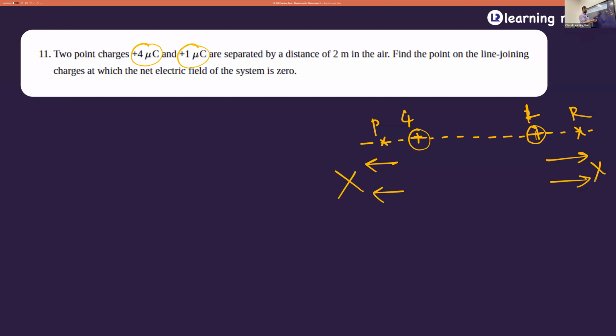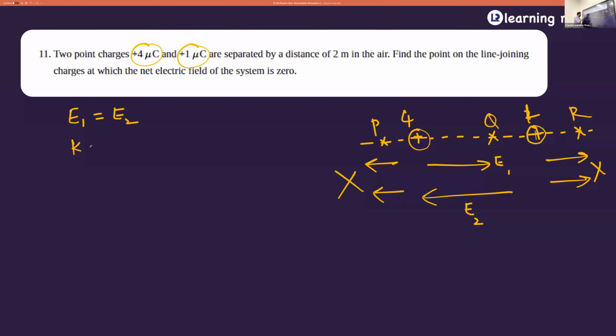It need not be the center, it is in between. The answer would have been the center had they both been of the same magnitude. So one is greater, one is smaller, so obviously it will be closer to the charge with lesser magnitude. If I take the point here to be Q, the electric field due to the 4 is to the right, and the electric field due to the 1 is to the left. So when can they both get cancelled out? Only when E1 is equal to E2.